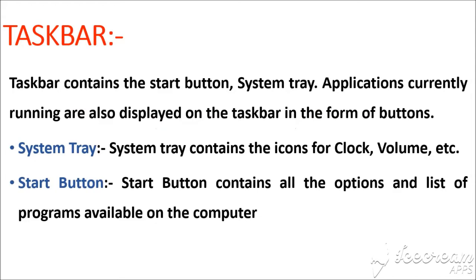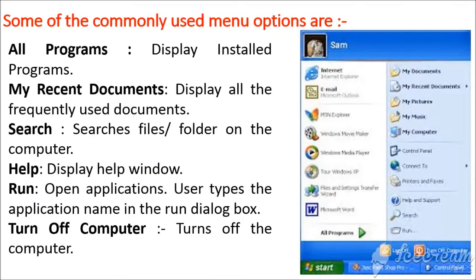The system tray contains the icons for the clock and volume, and it is displayed on the right side of the screen. The start button contains all the options and the list of programs which are installed on your PC. Now in this screen we have discussed some common menus which are available in Windows XP. All Programs displays a list of programs which are available in your computer. My Recent Documents displays the list of files which were recently used by you.